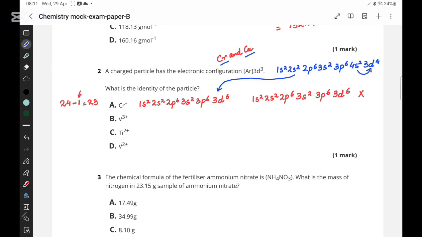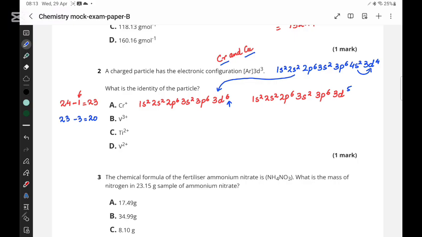Now, what happens when one electron has been removed from chromium? Then you are going to see one electron will be removed from 3d6, and it would become 3d5. So now for vanadium. Vanadium is having 23 electrons, and when it loses 3 electrons, then it becomes 20.